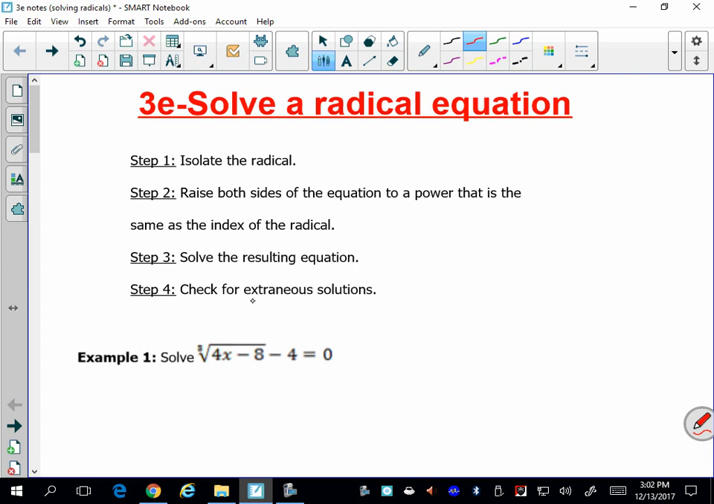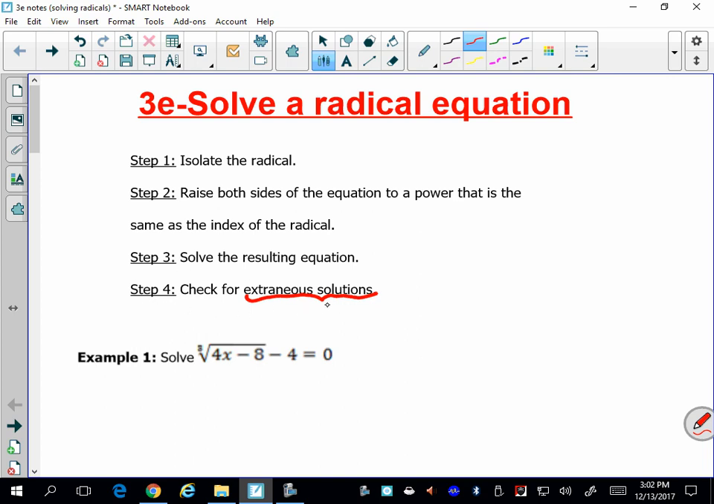You guys may not have heard of extraneous solutions, but extraneous solutions are mathematical solutions that end up, when you go back and check them, they don't actually work. So this last step is not a step to check your work. This is part of the process.